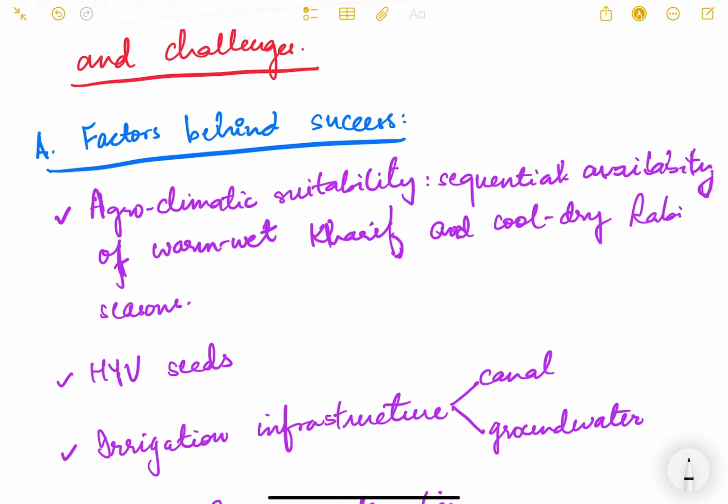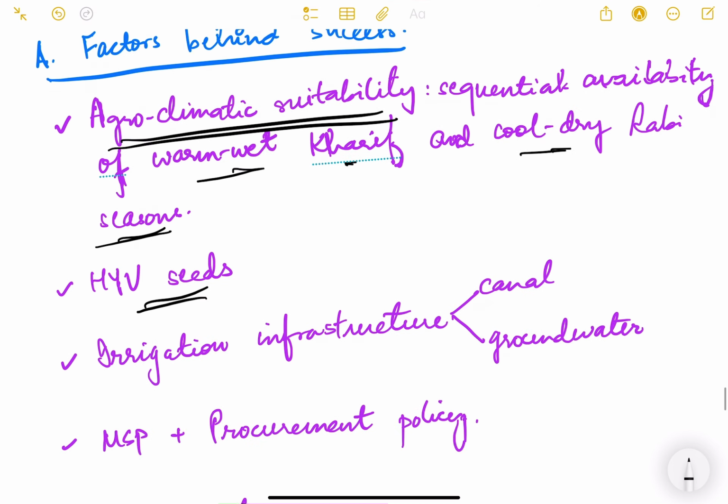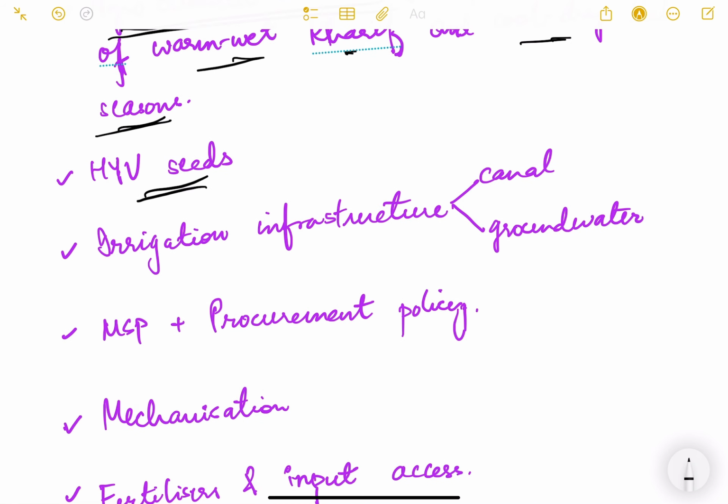One is obviously the agroclimatic suitability. So rice and wheat were agroclimatically suitable, meaning the climatic conditions like soil, rainfall, humidity, temperature, etc. All those were suitable for growing rice and wheat in our country. Sequential availability of warm, wet kharif and cool, dry rabi seasons. High yielding variety seeds availability. Both rice and wheat responded well to these HYVs. Irrigation infrastructure was also available, like canal networks, groundwater pumping ensured double cropping, right? So groundwater pumps, electric pumps were also available.